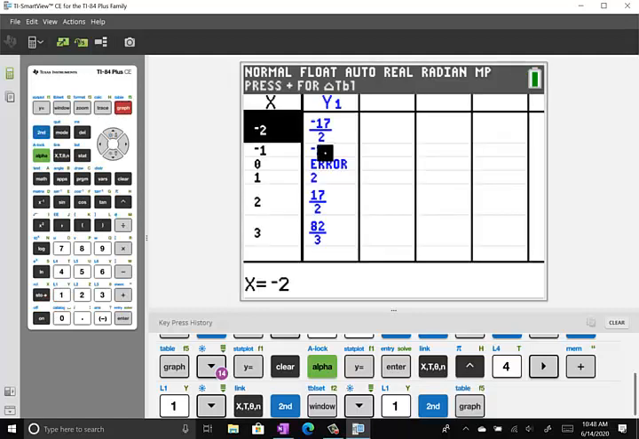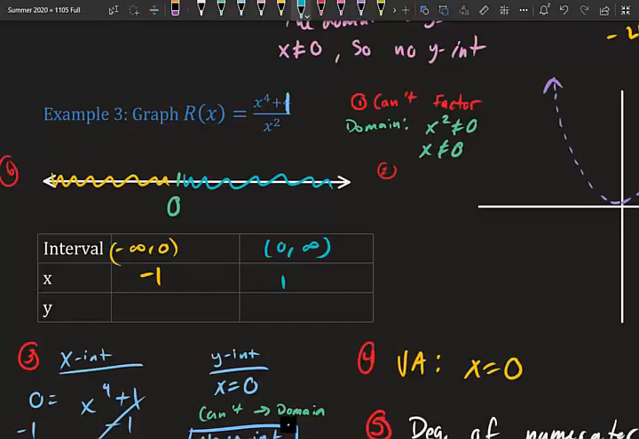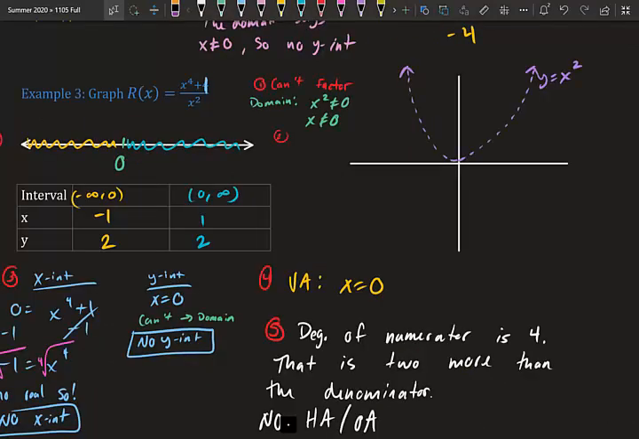So at negative 1, it's 2. And at 1, it's positive 2. All right, let's fill out our t-chart. So we have negative 1 to 2, so we don't need a really big coordinate plane.